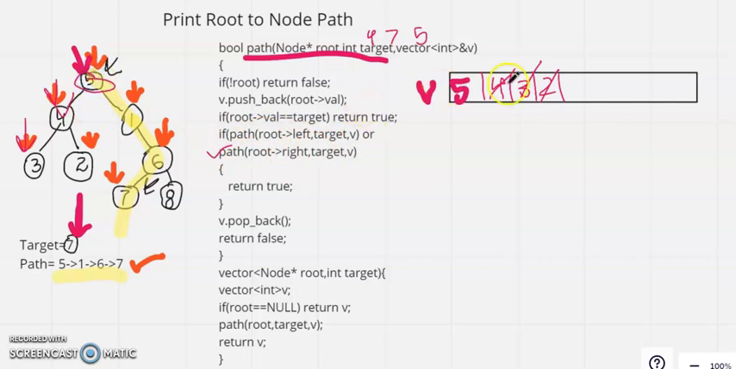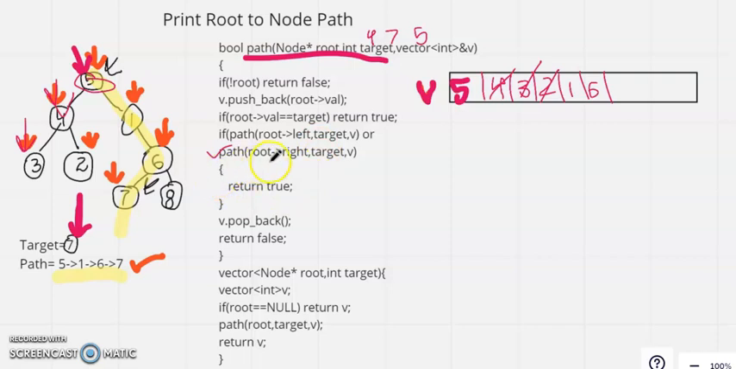Okay, now we move to 1. We push back 1 and check if 1 is equal to target. No, we move next. We go to 1's left, as 1's left is null, we move to the next, which is path of right. So we move to the right, which is 6. We push back 6 into it. And now it has returned true, so we return true.